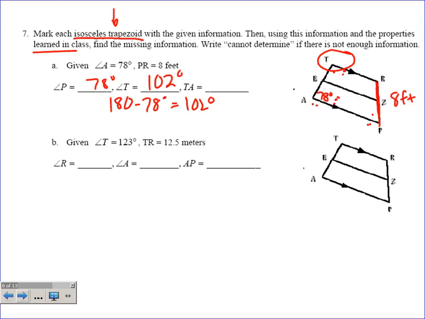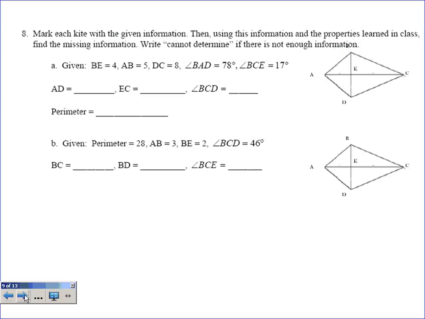How long is TA? It's 8 feet as well. Write 8, and write the feet down there. Just like we're putting degrees on things, make sure you put the units on here for feet as well. Can you guys figure out part B pretty easily? Okay, it's basically the same thing.